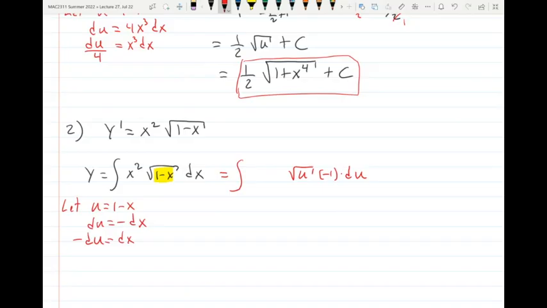Well, here is the magic or beauty of the substitution. We can now manipulate our substitution. Because u was equal to 1 minus x, what does that mean about x itself? That means that x is 1 minus u, right? Just solve for x in your substitution. So if u is equal to 1 minus x, then x is 1 minus u. So x squared becomes (1 minus u) squared.